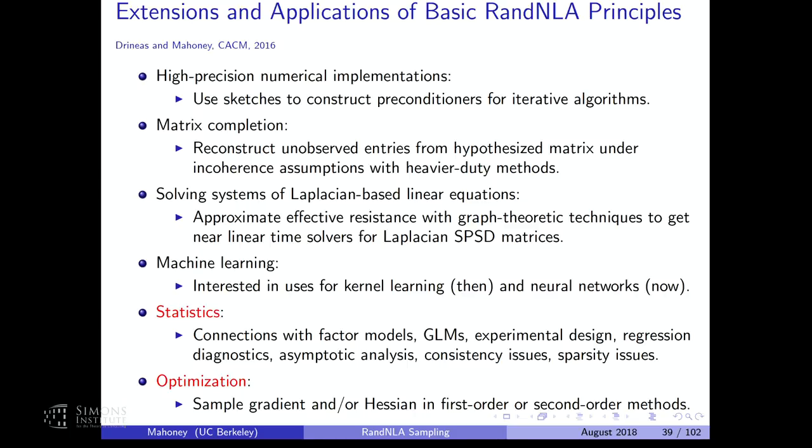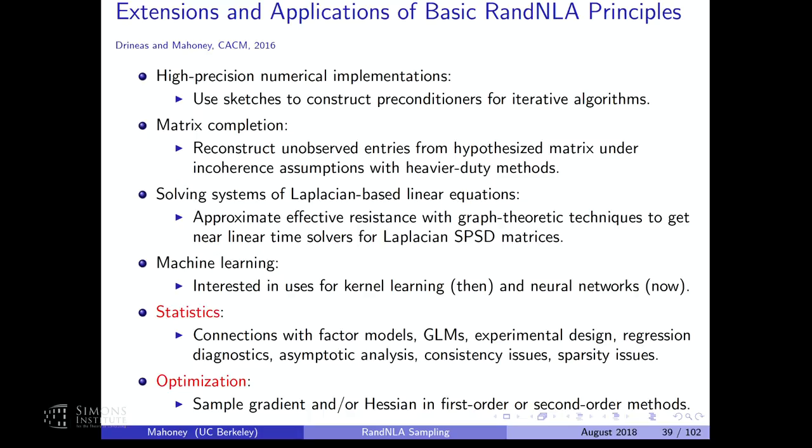We've seen one example with high precision numerical implementations. Get a sketch, use it to construct a preconditioner. But since a preconditioner is used to define a trade-off point, maybe you don't need a full subspace embedding. Maybe you could lose a dimension or two and downsample much more aggressively. That's an example of how you might use it in a numerical implementation.